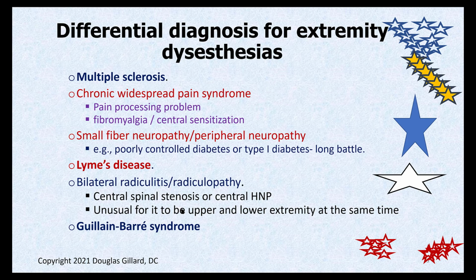You always have to think multiple sclerosis can present with a symmetrical dysesthesia. Lyme's disease, this is what I test for. Lyme's disease, multiple sclerosis, small fiber neuropathy, especially if they're diabetic and they don't take good care of their diabetes. Maybe it's a nebulous chronic pain syndrome or widespread chronic pain, which we used to think back in the day that, God, these people, maybe they should see a psychologist.